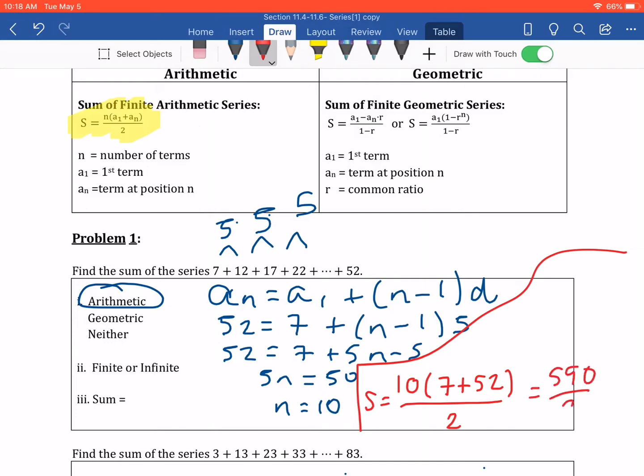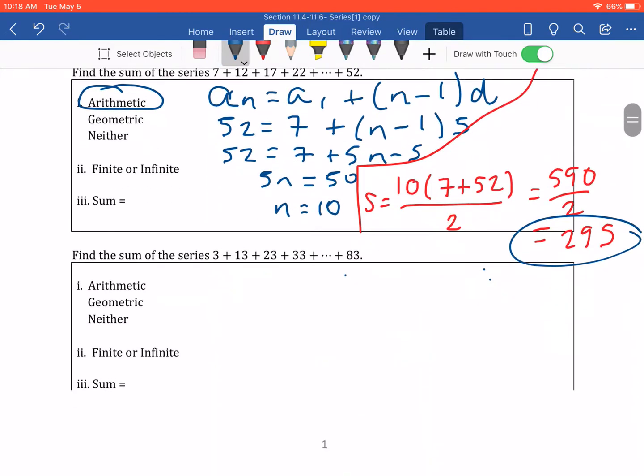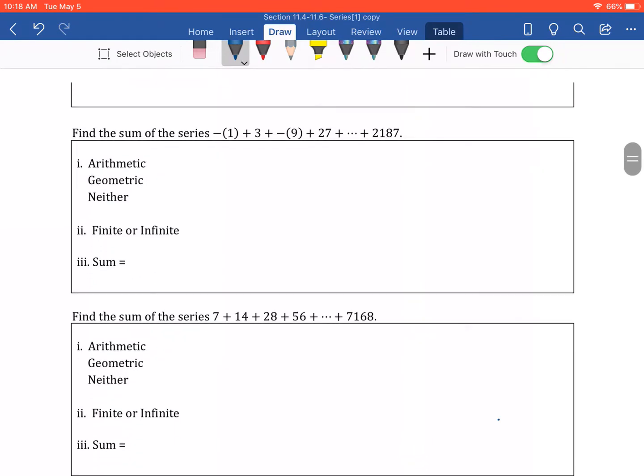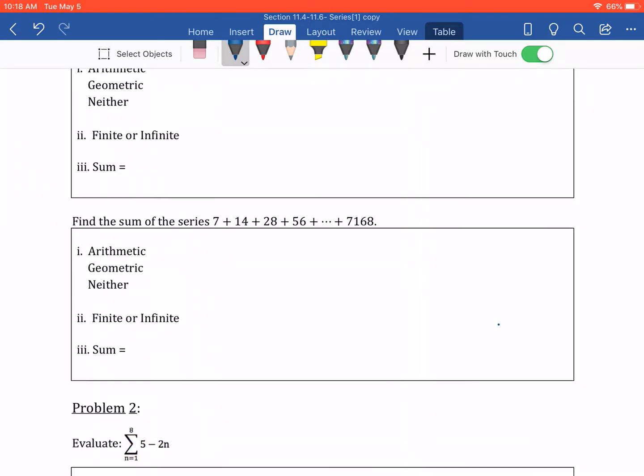This becomes 10 times 59 all over 2. 10 times 59 is 590 divided by 2. And our final answer is 295. So in this case, all I have done was I found n by using that same problem we did in the previous sections 11.1 to 11.3, and then plug that in to get to 295. So if we continue on the page, the next problem is identical to that problem, so I'm going to let you solve that one on your own. So is this one, and then we're going to do a geometric one.